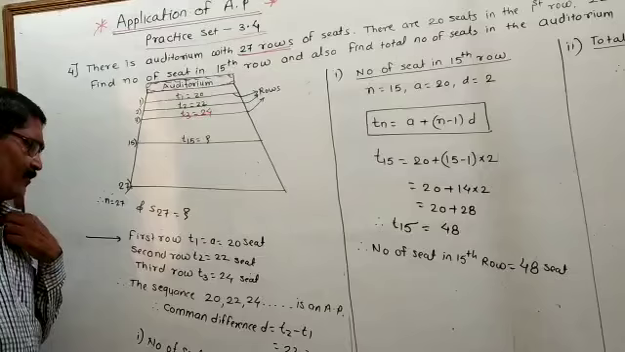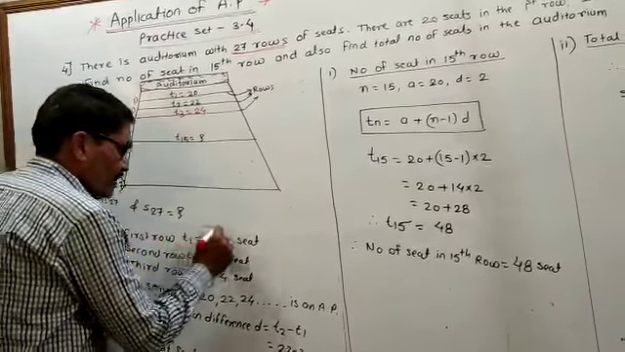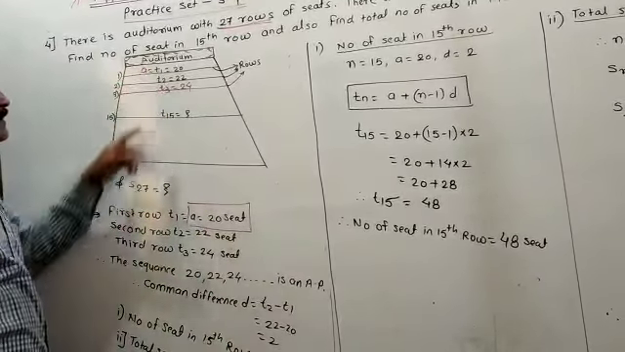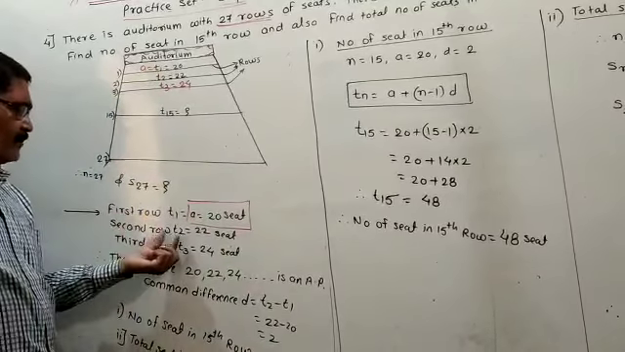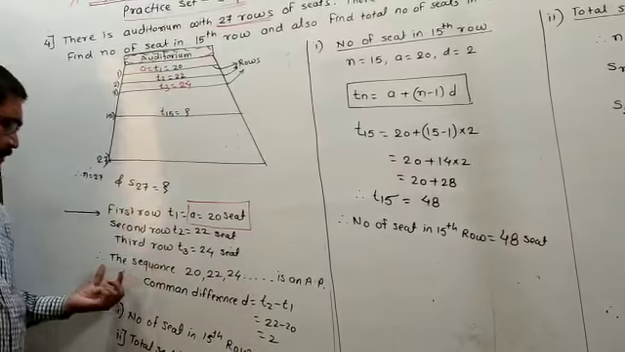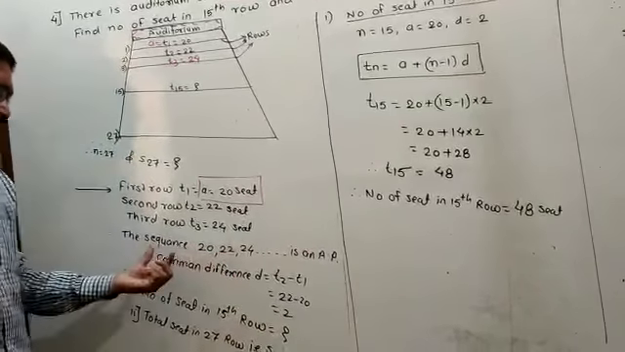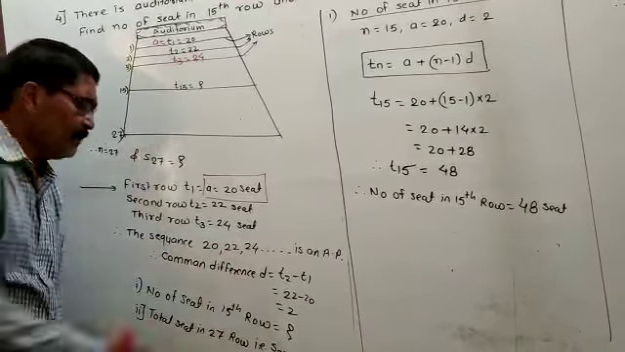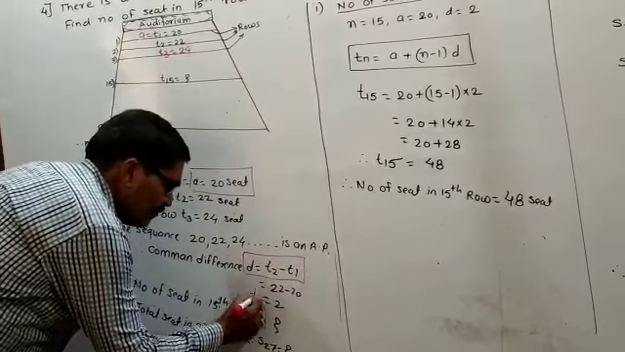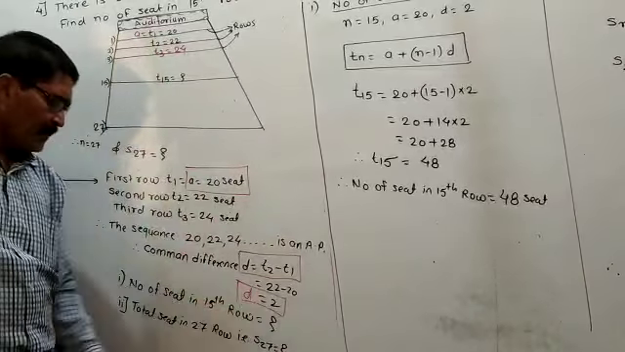Now let's see what is given. First row: T1 is equal to A is equal to 20 seats. Second row: T2 is equal to 22 seats. Third row: T3 is equal to 24 seats. The sequence 20, 22, 24 is an AP because the common difference is constant. The common difference D is equal to T2 minus T1, so D is equal to 2. From 22, subtracting 20, 2 will come.